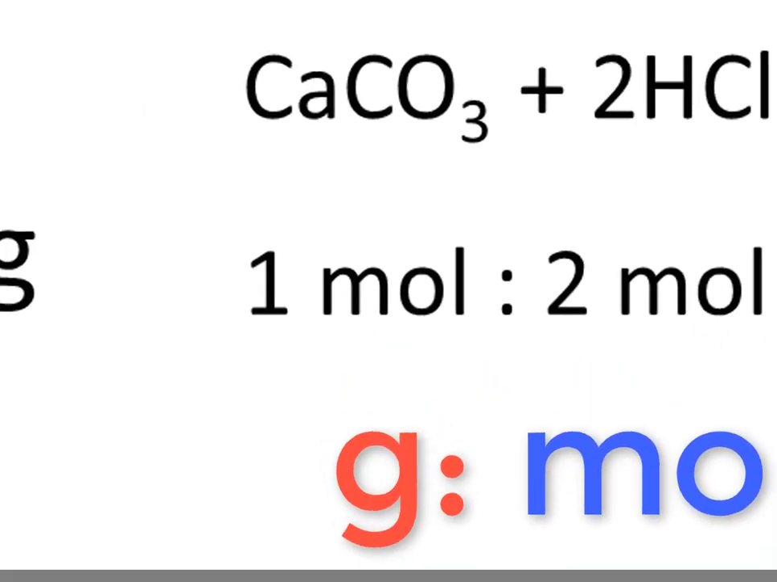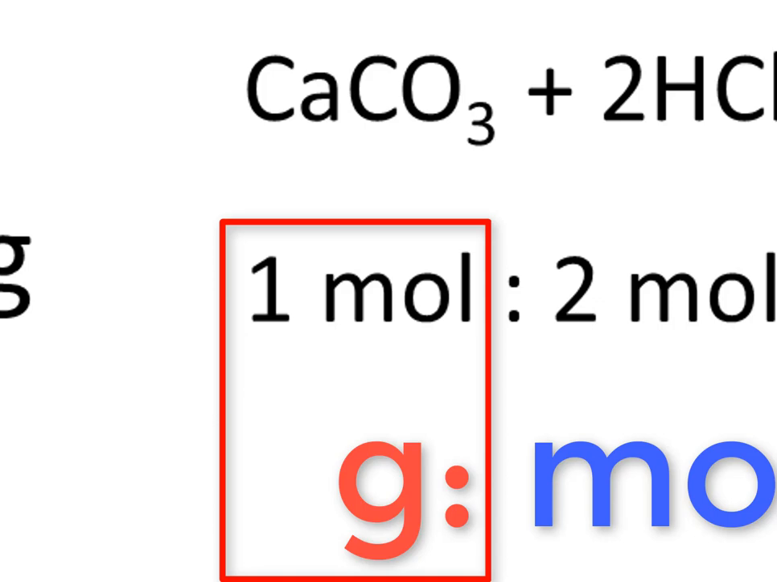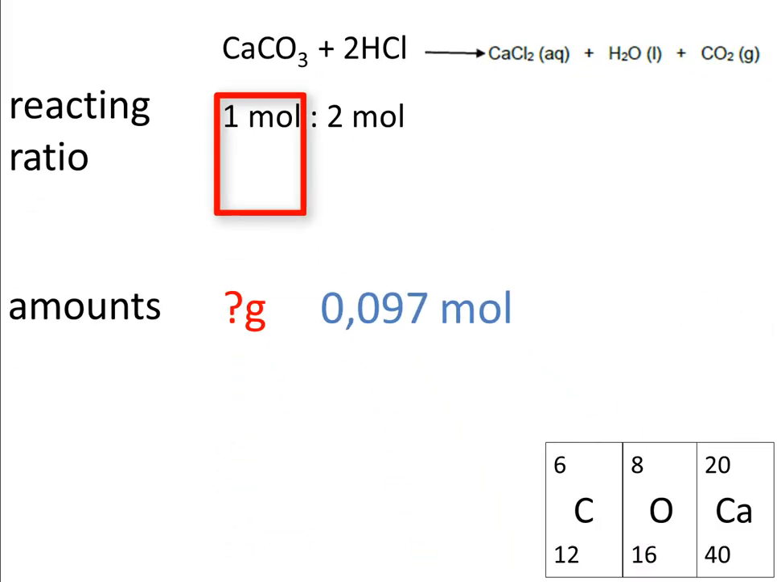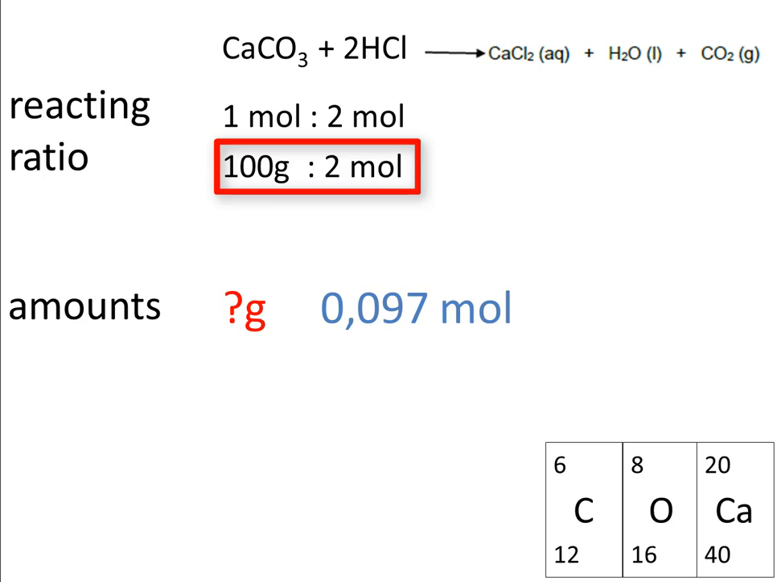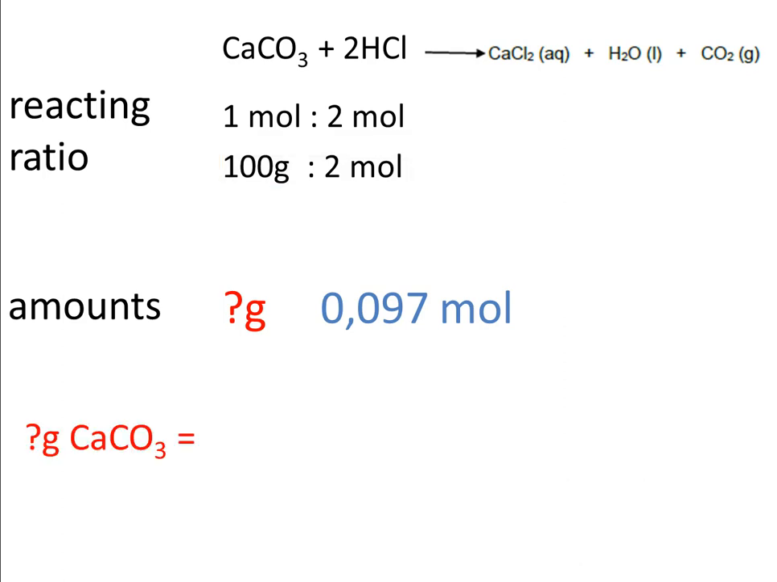So we ask ourselves, what is the mass of 1 mole of calcium carbonate? From the periodic table, we calculate the molar mass of calcium carbonate as 100 grams. So the mass to mole reacting ratio between calcium carbonate and hydrochloric acid is 100 grams is to 2 mole. The question is, how many grams of calcium carbonate must have reacted with 0,097 moles of HCl? We apply a reacting ratio. In other words, we multiply 0,097 moles of HCl by a conversion factor.